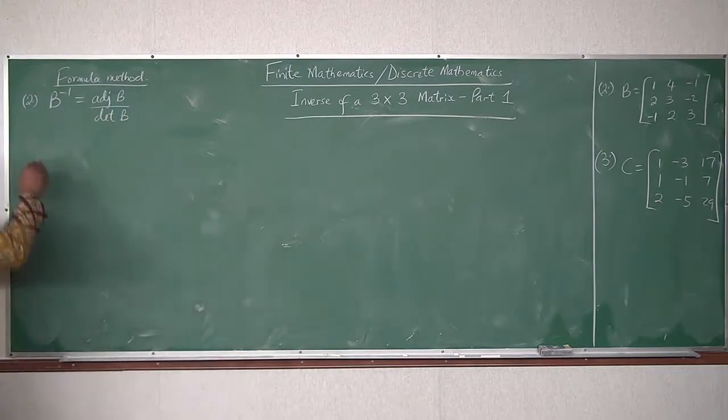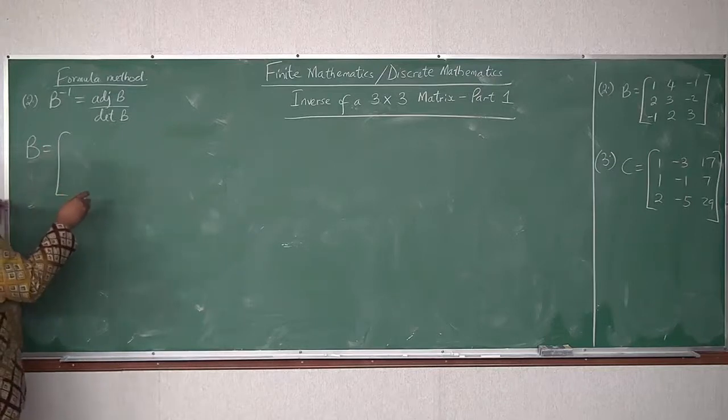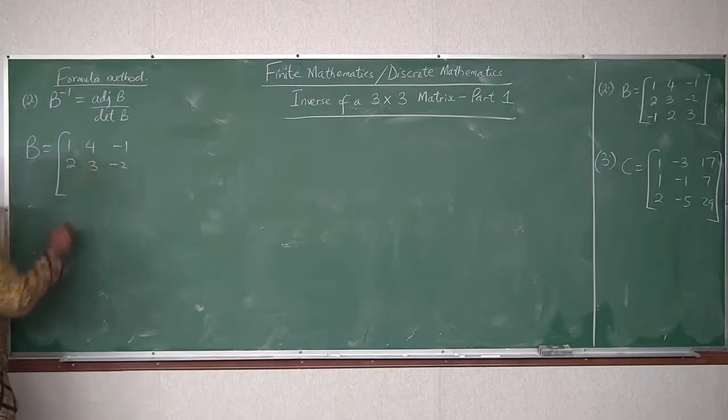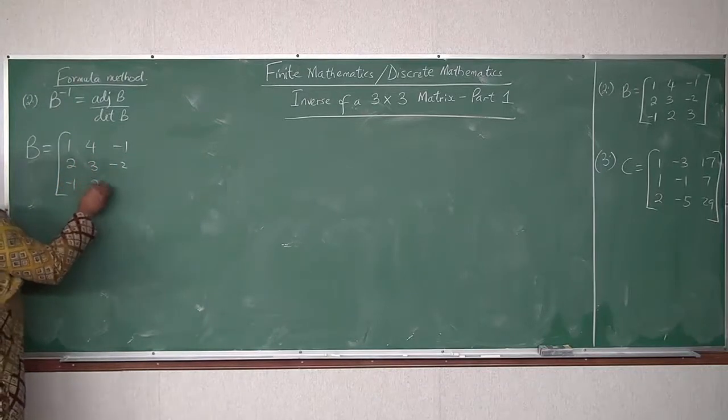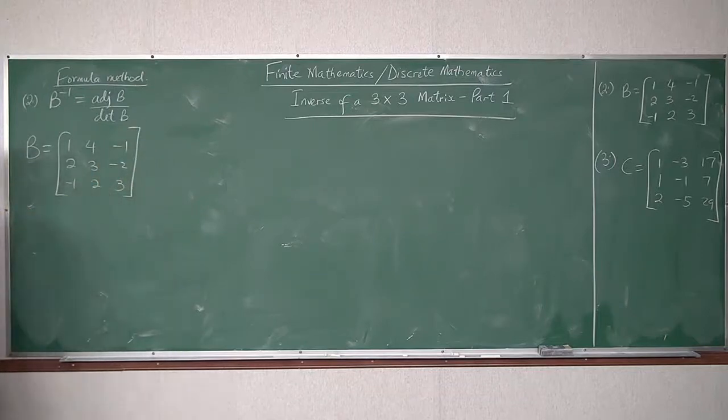So we have our B, a 3x3 matrix: row 1 is 1, 4, -1; row 2 is 2, 3, -2; row 3 is -1, 2, 3. This was what we used in that video, the determinant we used as number 2. Let's find the minors first, then the cofactors. Let's go ahead and find the cofactors right away.